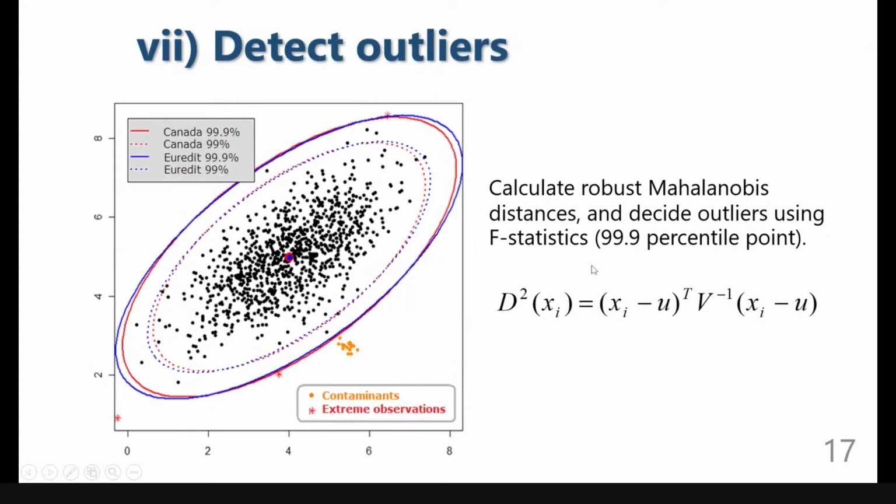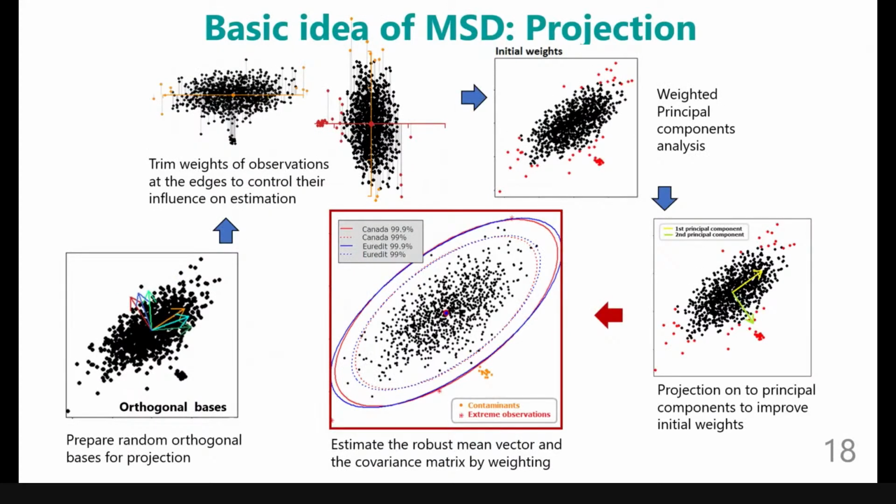And based on the robust estimation of the mean vector and the covariance matrix, Mahalanobis distance is calculated for each observation. Outliers are decided using F statistics. The recommended threshold is the 99.9 percentile point of F statistics. So the basic idea of this method is to look at the data set from many different directions and find observations in the tail of the distribution.